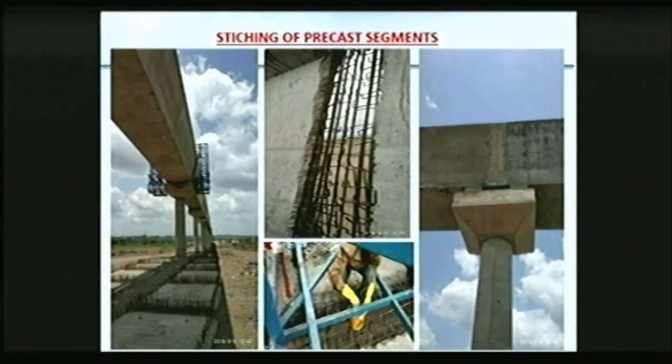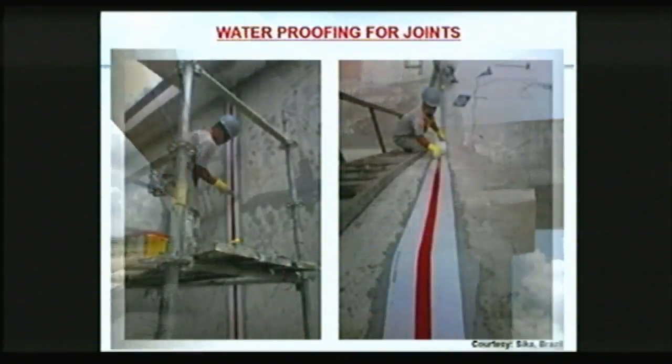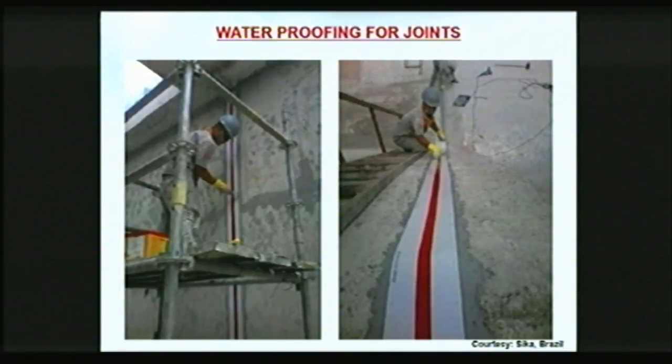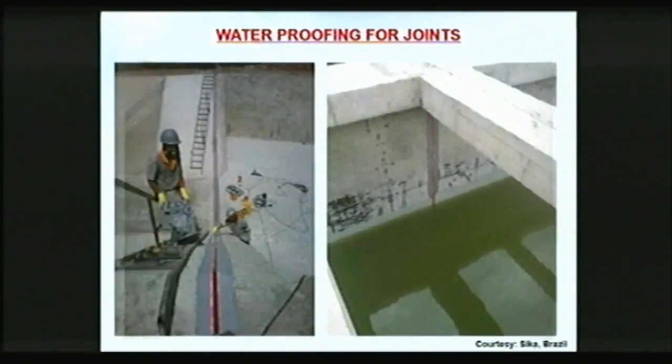And on the extreme right side, you can see after stitching, the 450 wide thing, what ends up in between the two spans after erection. And an expansion joint is maintained because of the thermal expansion. Construction joint and the expansion joints are maintained through like this. And a water bar is introduced to make it watertight. And this is what is tested for the watertightness.